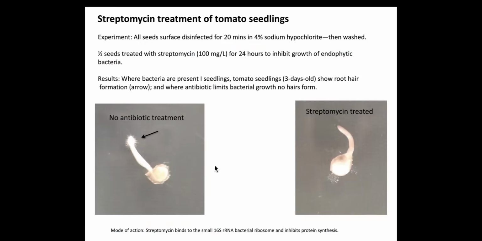This is tomato. You can see the same thing. We use antibiotic to treat the seed, and when we use streptomycin, you see there's no hairs on that root. This is a seed and a seedling root coming out. Here's with no antibiotic. You can see the hairs forming right there.